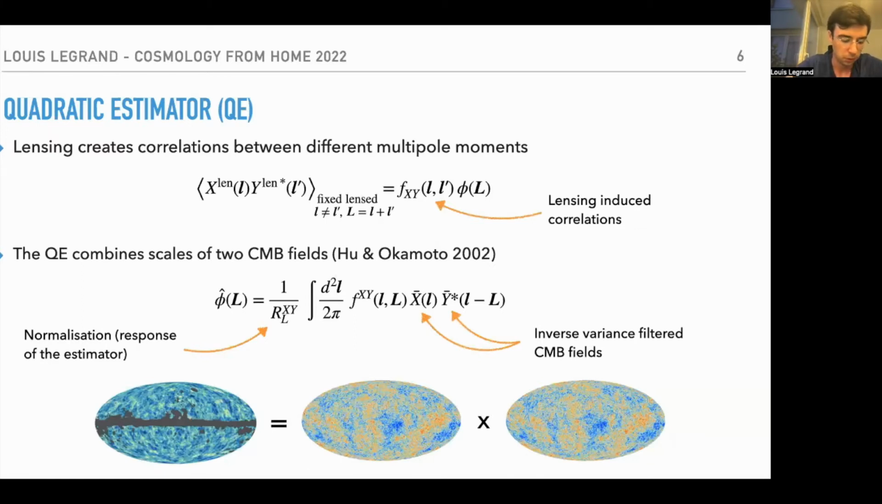What we do is build a quadratic estimator. We combine two fields, where X and Y could be temperature or polarization fields. We know that lensing will create correlations between different scales, L and L prime, which are proportional to phi, the lensing potential that we want to reconstruct. The quadratic estimator will combine different scales of X and Y with a weight that we choose to be optimal to get a minimum variance estimator. This gives us an estimate of the lensing potential phi. This phi is a combination of two fields, hence a quadratic estimator.